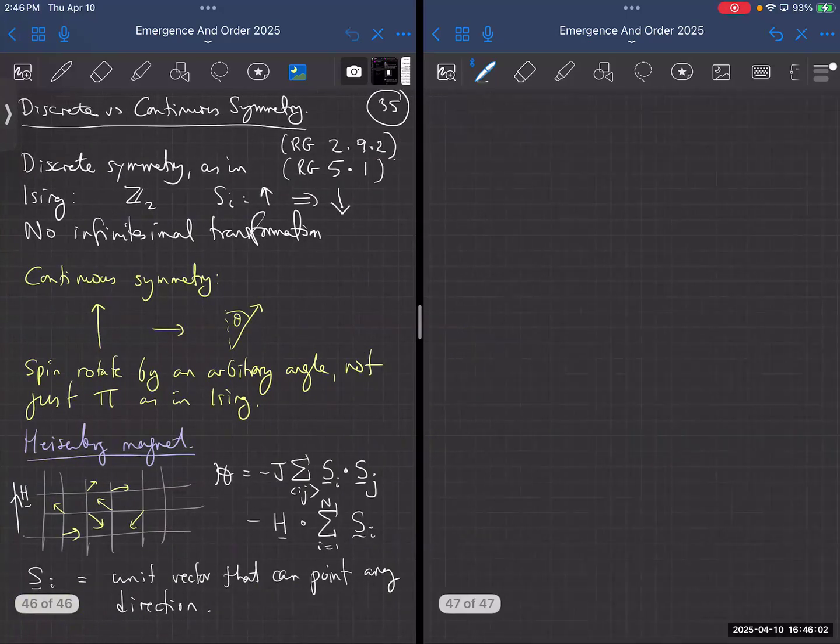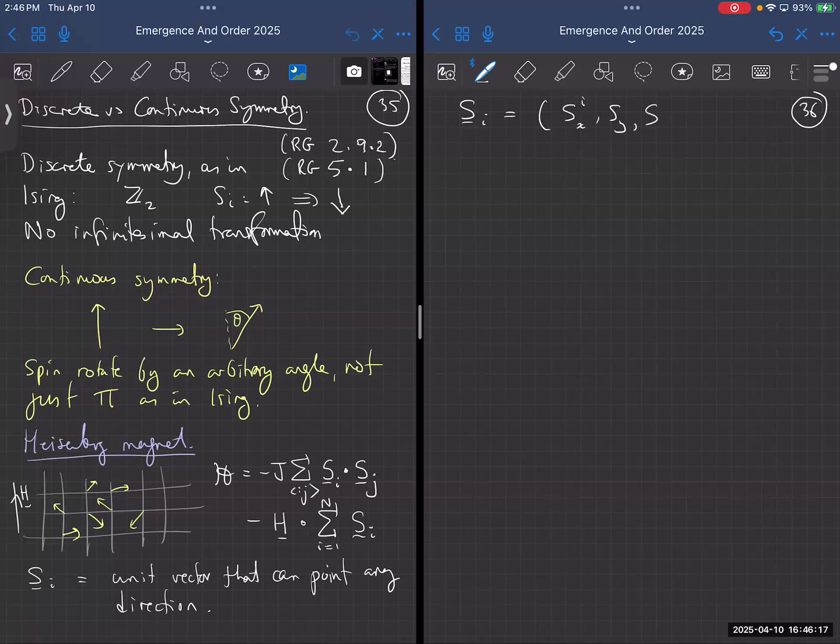So that's the setup for this kind of model. And so the spin at site i then is an object that has an X component, a Y component, and a Z component. So I'll write it like that. And then i itself is associated with each of the n lattice sites of the system. So that would be an example of the Heisenberg model.